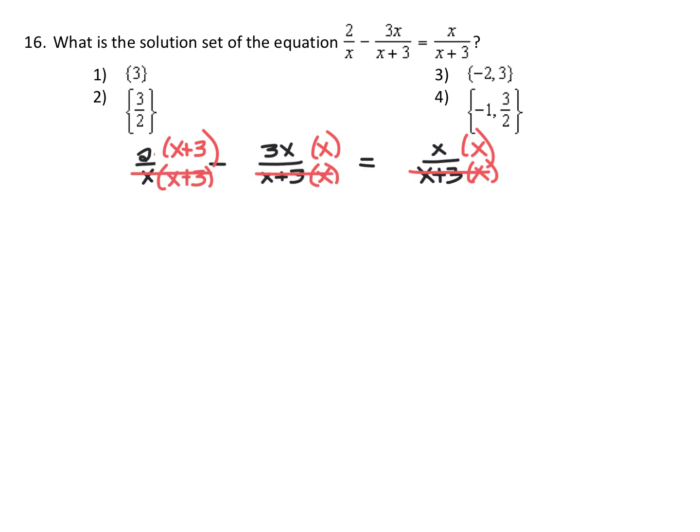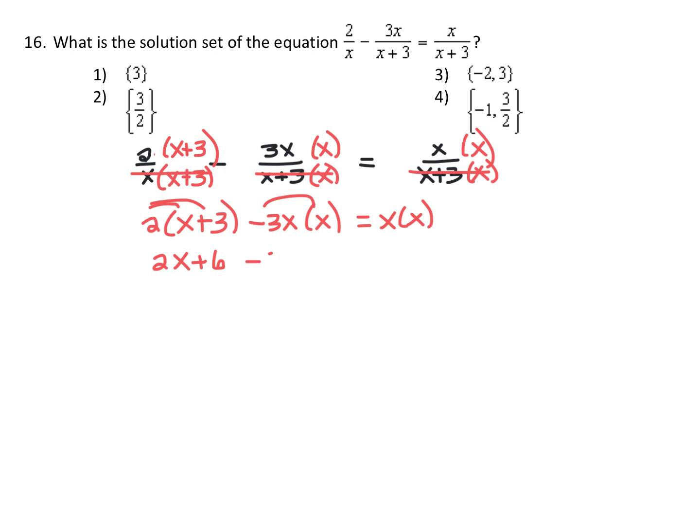And I'm going to ask you to please rewrite exactly what you see and then start to distribute. So I'm going to rewrite exactly what I see here. All right, so let's distribute. So that'll give us 2x plus 6. And then negative 3x times x would be negative 3x squared. And then x times x is x squared.